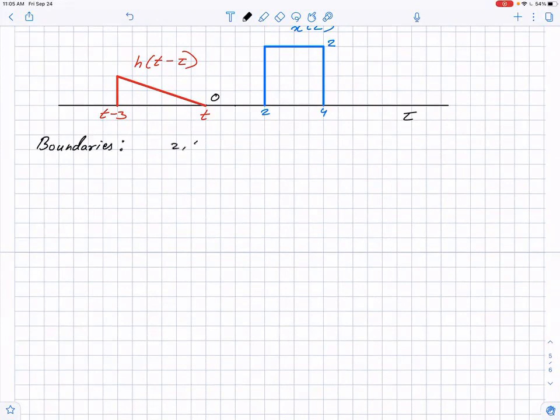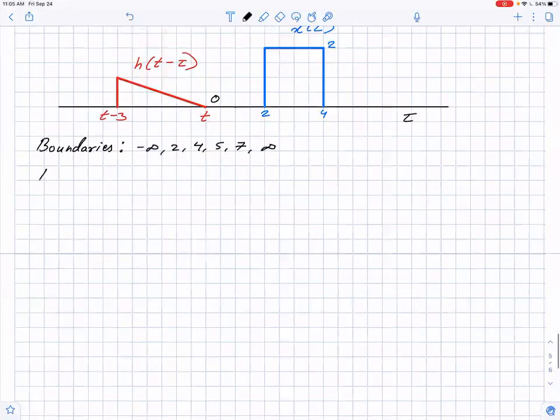One was 2, then 4, 5, and 7, and we'll always add negative infinity to the front and plus infinity to the end. Based on these boundaries, we're going to split the total range of t, which is from minus infinity to plus infinity, into several regions. The first region is before any overlap occurs, from negative infinity up to t equals 2.